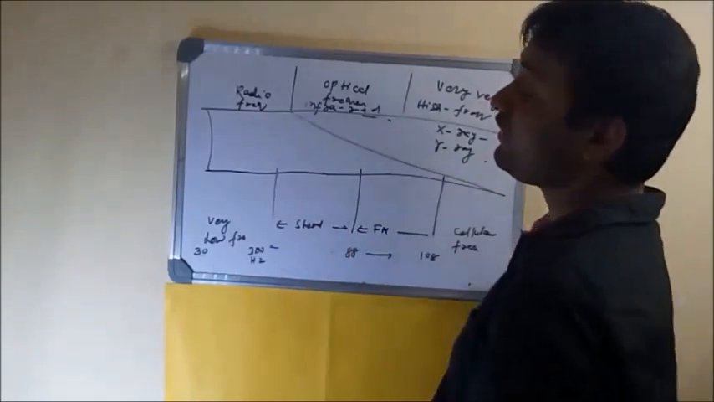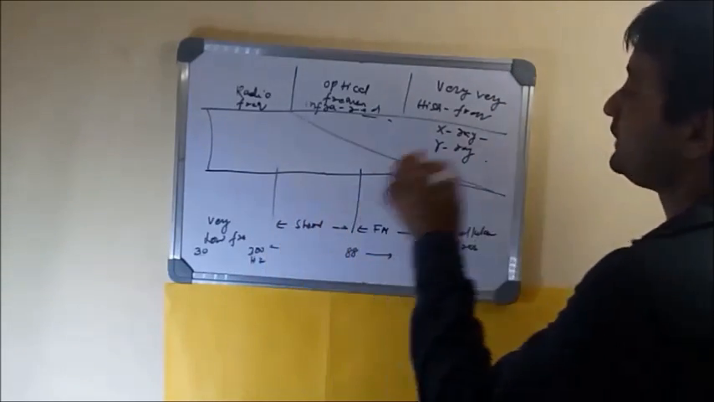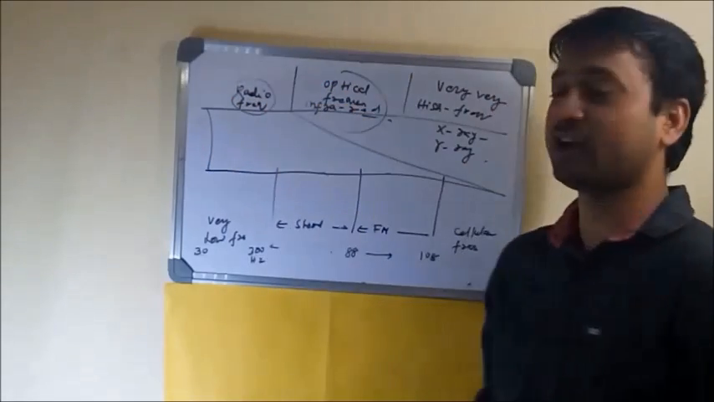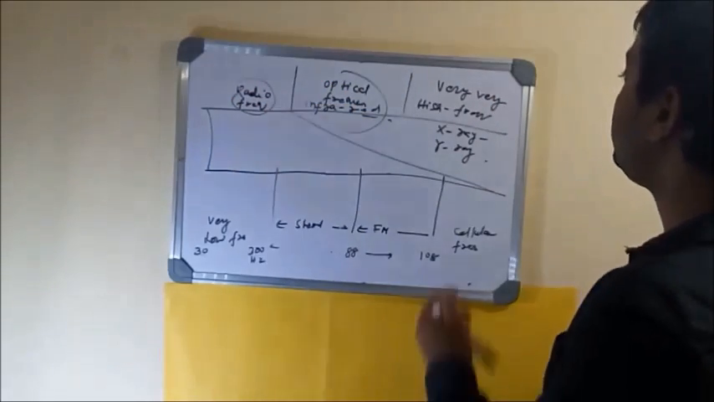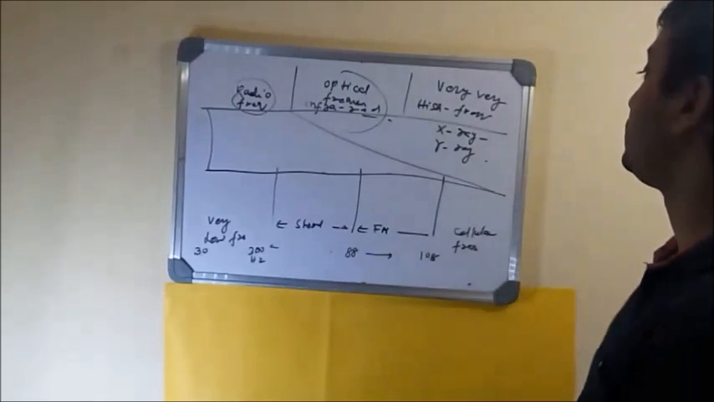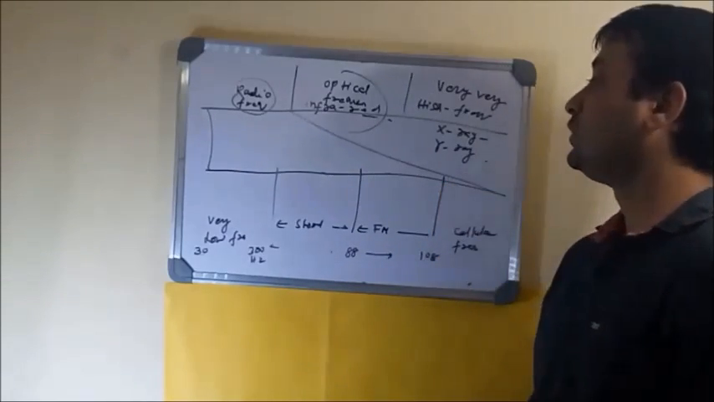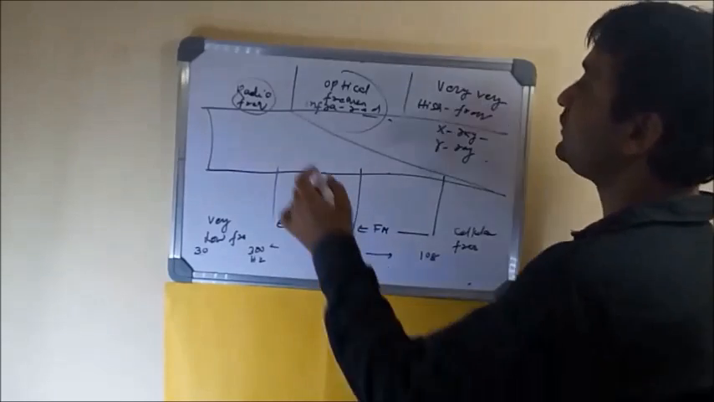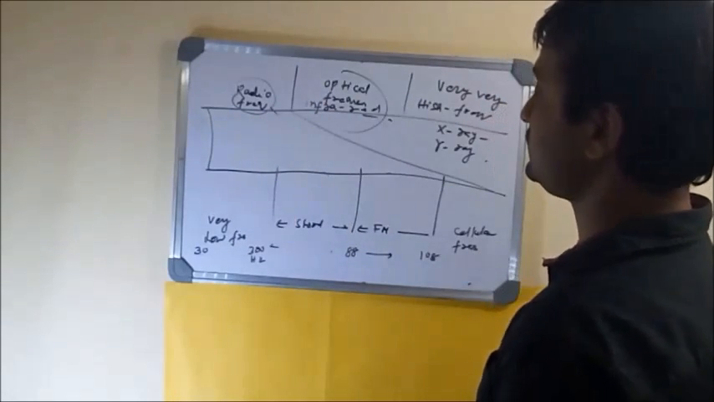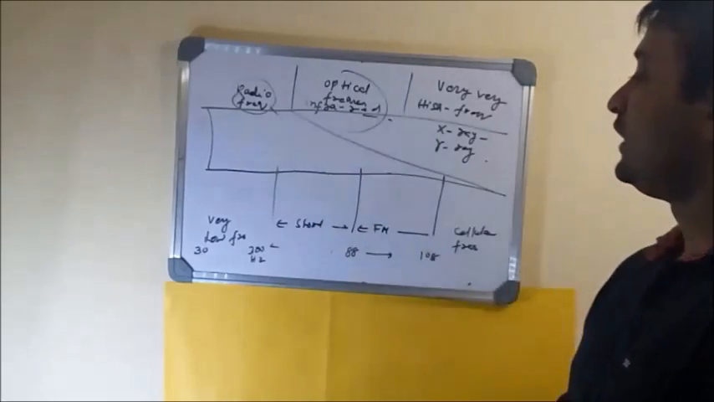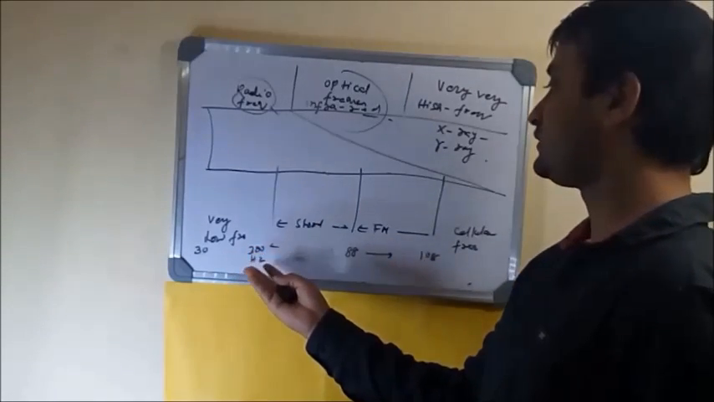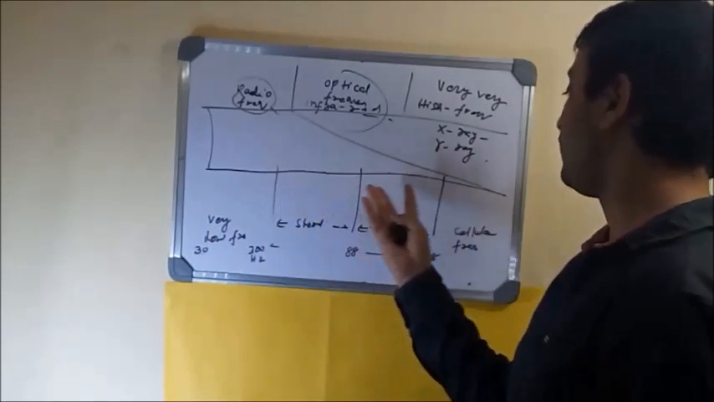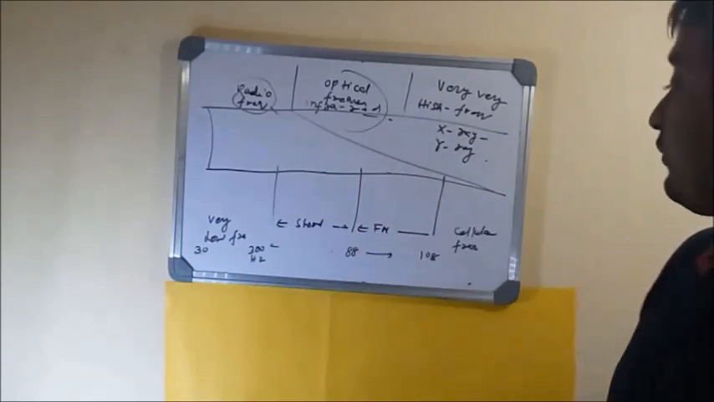See here, the entire frequency spectrum is divided into three major categories. One is the radio frequency, one is the optical frequency, in which infrared comes, and one is very high frequency, as you have already heard, X-rays and gamma rays. While we are talking about GSM, it comes under the radio frequency. The radio frequency range starts from very low frequency, 30 Hz to 300 Hz. The first classification is very low frequency, then short wave, FM, and then cellular frequency.